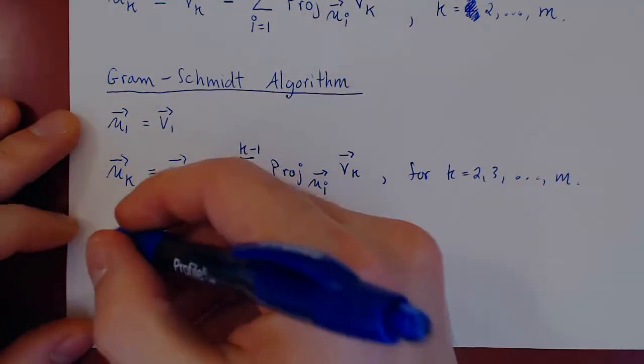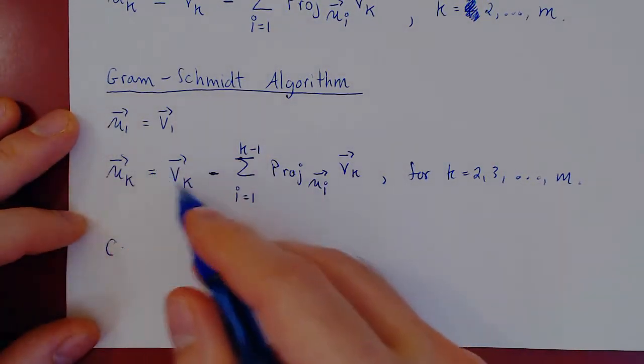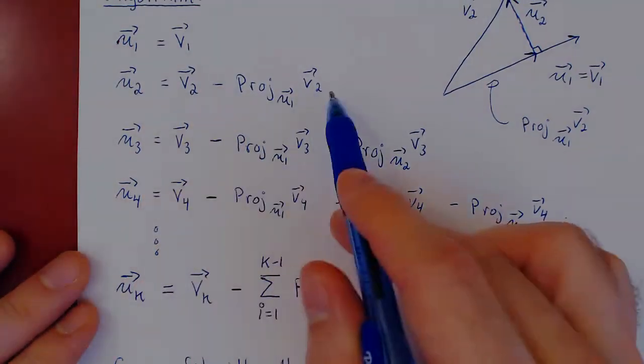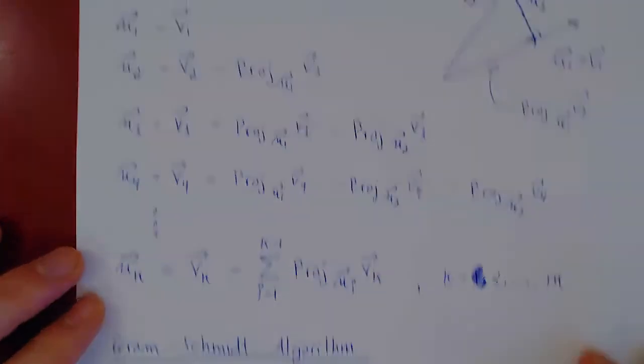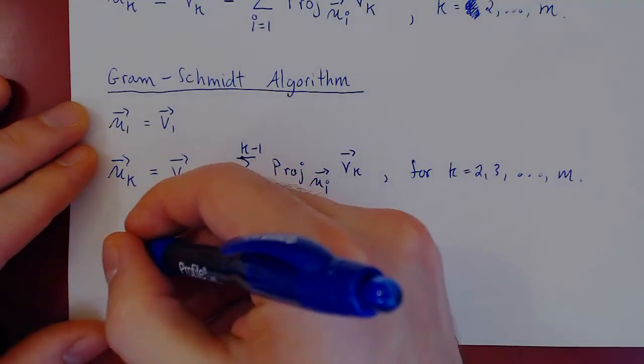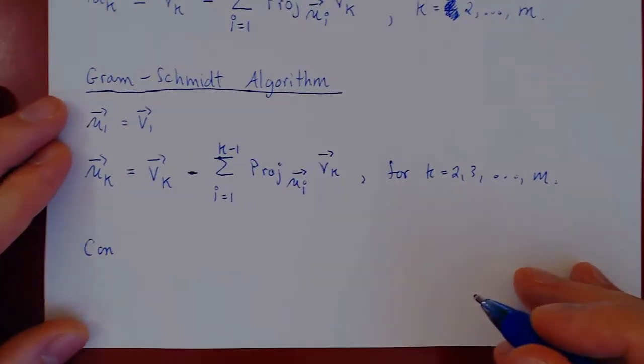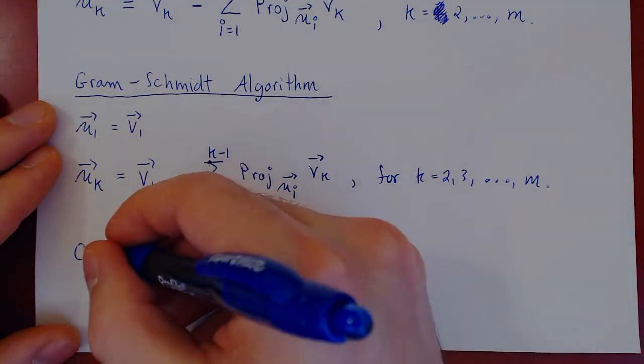And the conclusion, of course, once you do this, once you compute u2, as we have done here, compute u2, u3, u4 up to um, the new set of vectors u1 through um is an orthogonal basis.